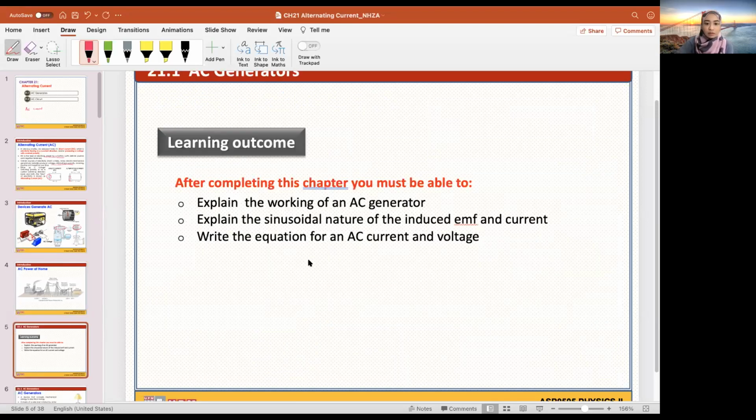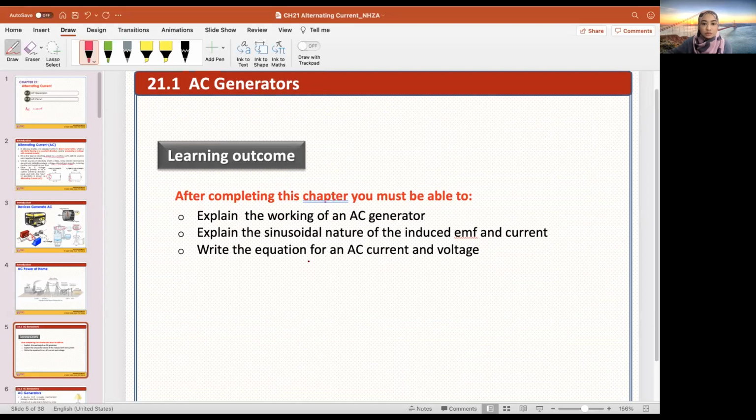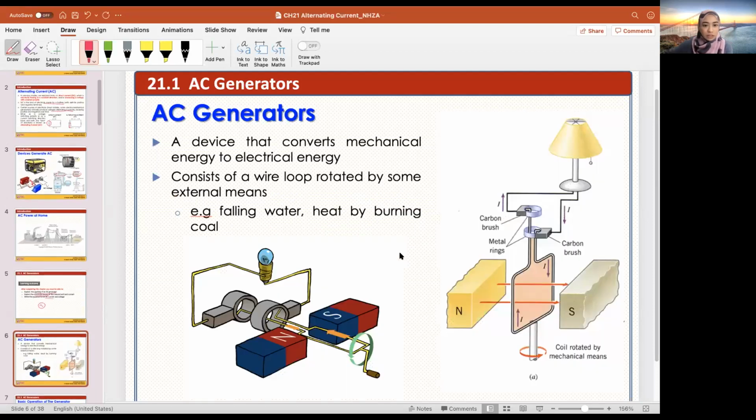Okay, so the learning outcome for this chapter is to explain the working of an AC generator. We will learn to explain the sinusoidal nature, which is why I mentioned sines. So AC current is a circle with a sine function inside, because it has a sinusoidal nature of the induced EMF and current. Right, write the equation for AC current and voltage. This one is easy. Okay, let's move on.